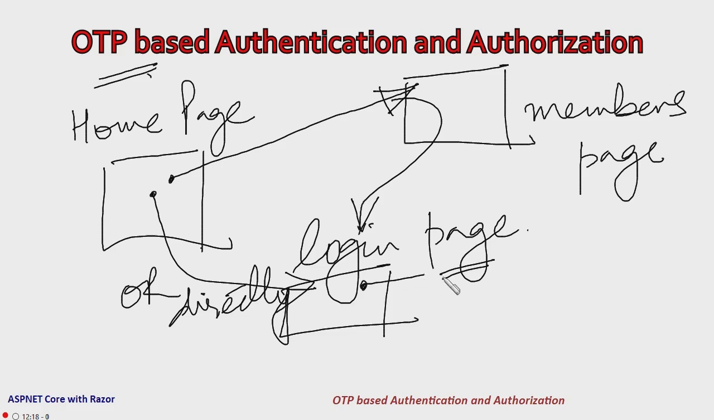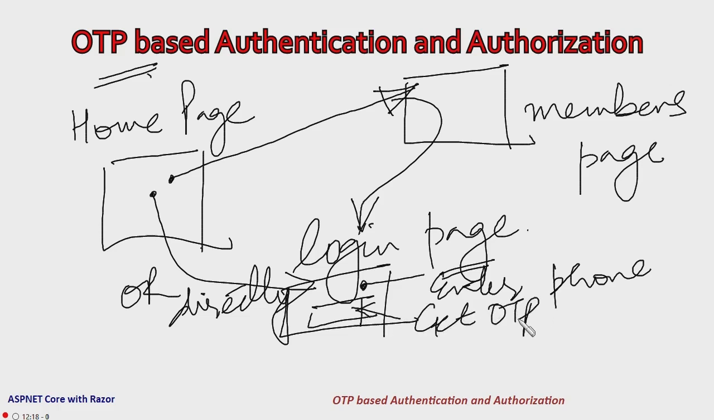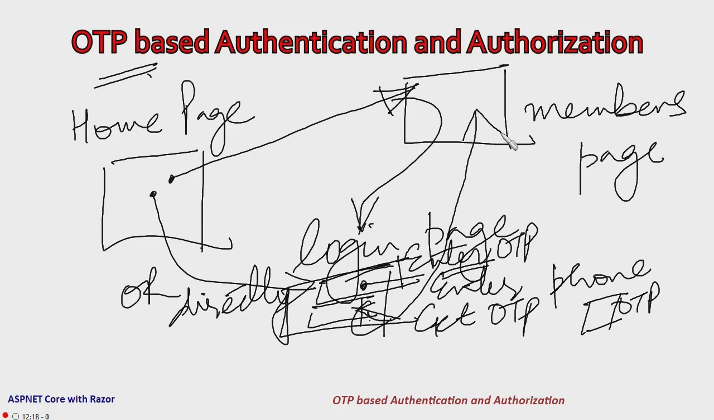On the login page we will show him enter phone, and there will be some button get OTP, and when OTP is sent to his phone number, after that on the same page we'll use JavaScript etc. to show enter OTP, and when he clicks and is authorized, he reaches the members page, and if he fails authorization, we will take him to access denied page. This is the basic scheme that we shall do.